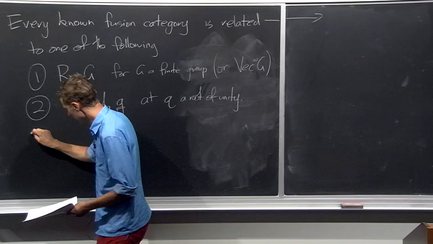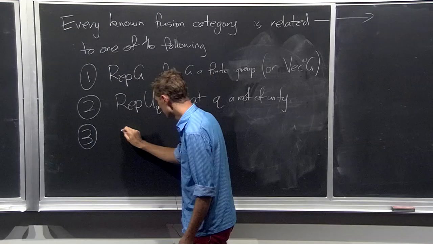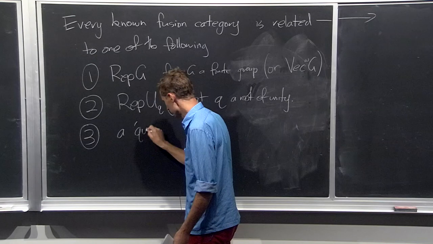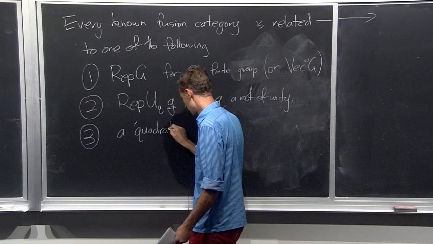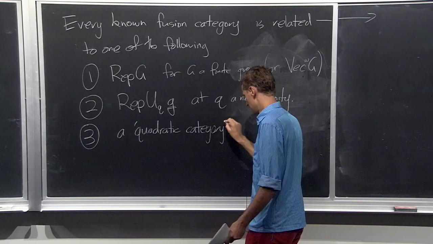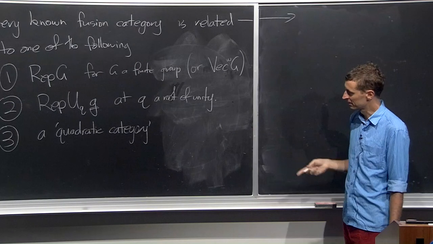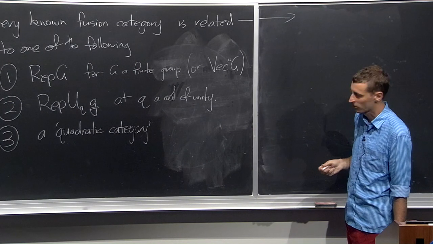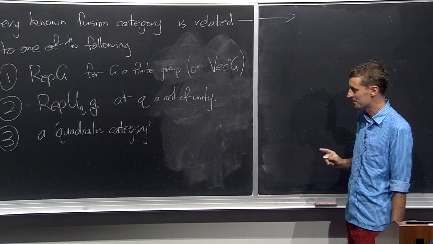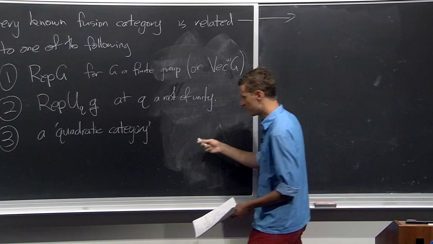And then I'm going to list two more things here. So one is going to be something called a quadratic category. So at least some of these have been mentioned so far already in the conference. I forget in which talk it was, but someone mentioned Tambara-Yamagami categories, and they were the first instances of these that people thought about.